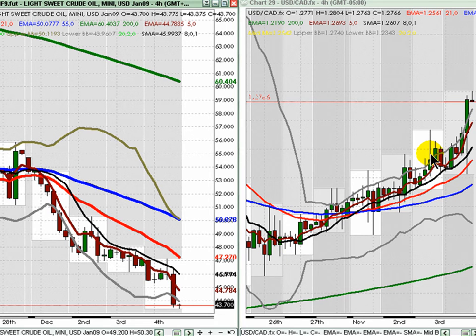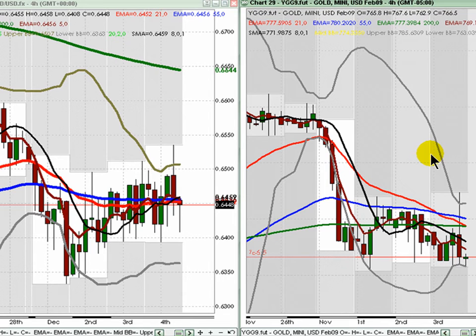And then how about this? On the left, Aussie dollar versus US dollar and gold. Okay, are they exactly the same? These are 4-hour candles. No, they're not exactly the same, but I hope you can see a relationship where for 2 or 3 days gold was flat and then crashed and then sort of flattened out again. How about this?